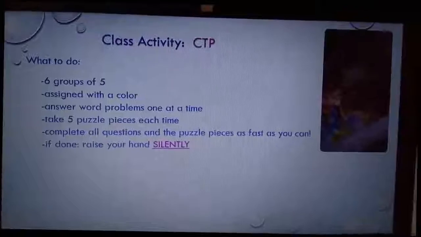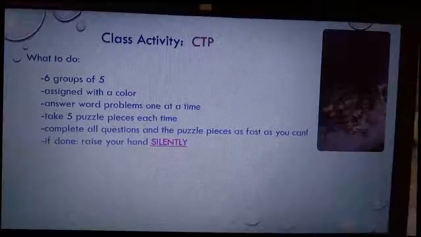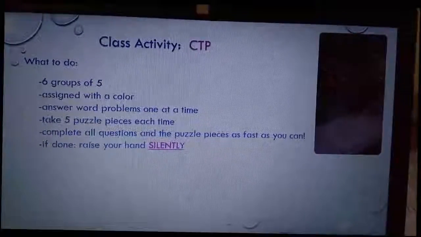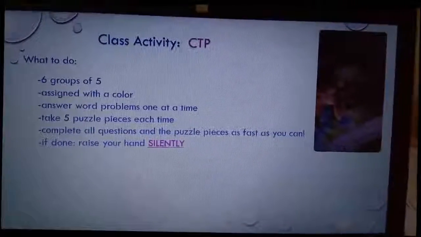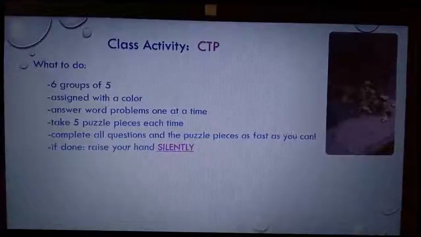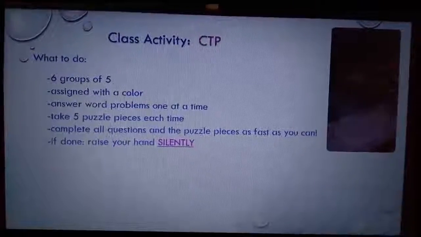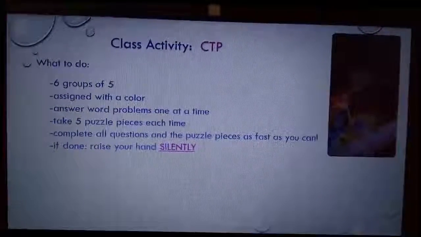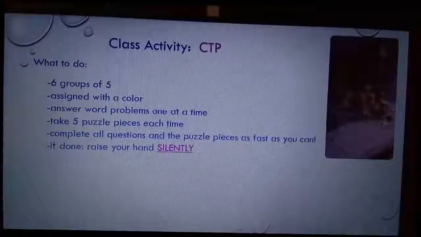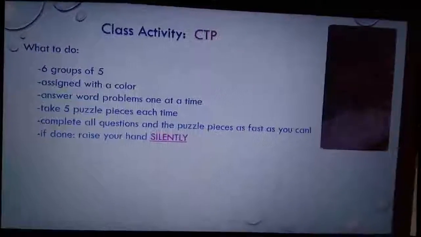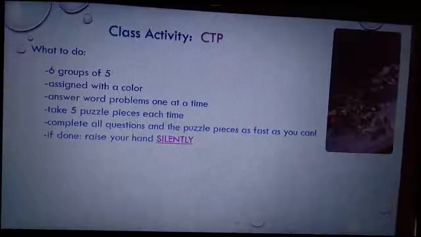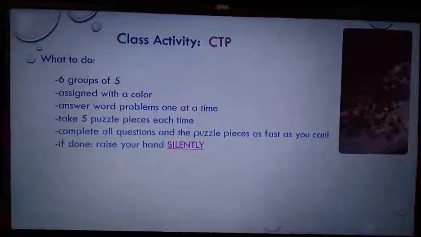Alright, so the third part of the lesson is the fun class activity, which I called CTP. CTP means complete the puzzle. So this is what the students will do. So since they already have their group, I will just assign them with a color. Each group is going to answer word problems one at a time. And as soon as they answer the question correctly, they're going to take 5 puzzle pieces and complete them as fast as they can. So this is how it goes.